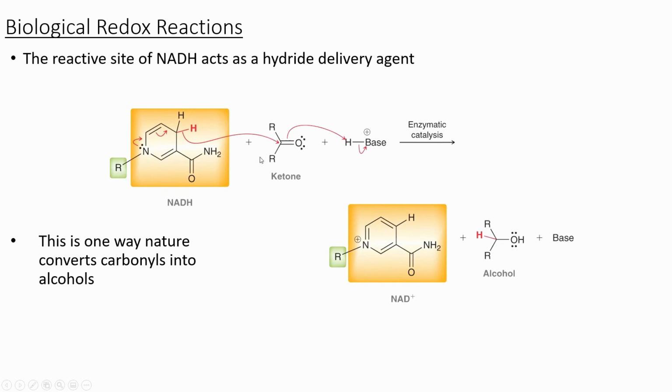And you can see the mechanism of how the hydride's delivered. The nitrogen electrons push through and eject this hydride, which will then attack a ketone or an aldehyde, and then another enzyme will protonate the alcohol. And so this is one way in nature that we can convert carbonyl groups to alcohols.